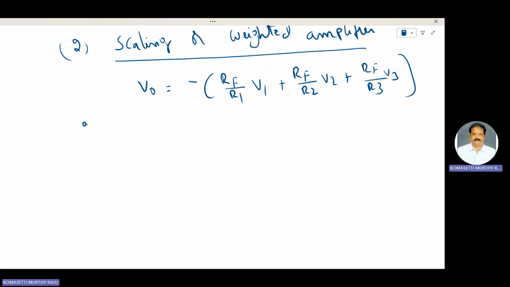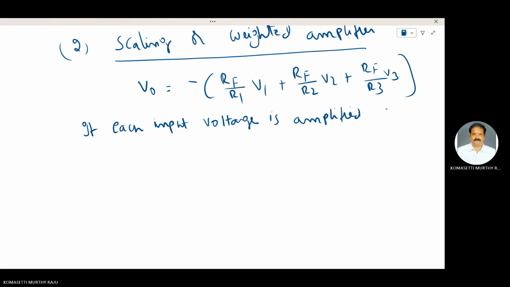If each input voltage is amplified by a different factor, the different factors are RF by R1, RF by R2, RF by R3. Weighted differently at the output.